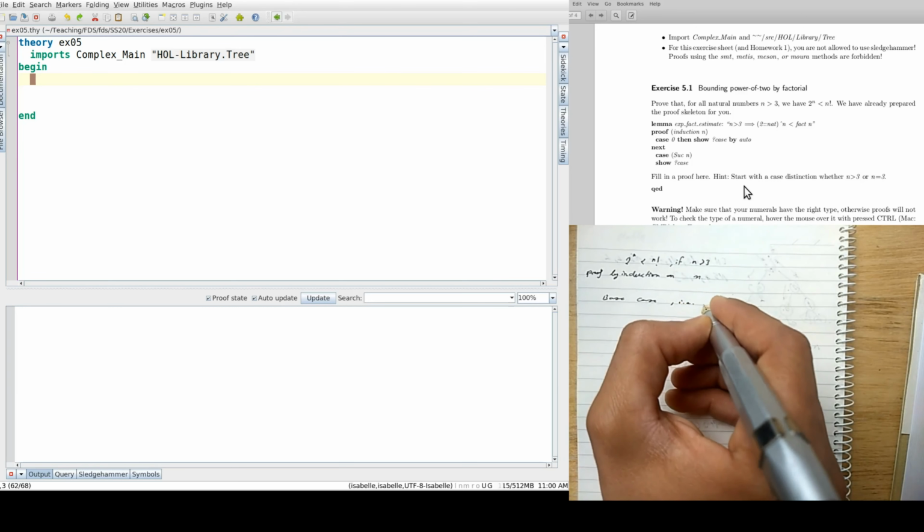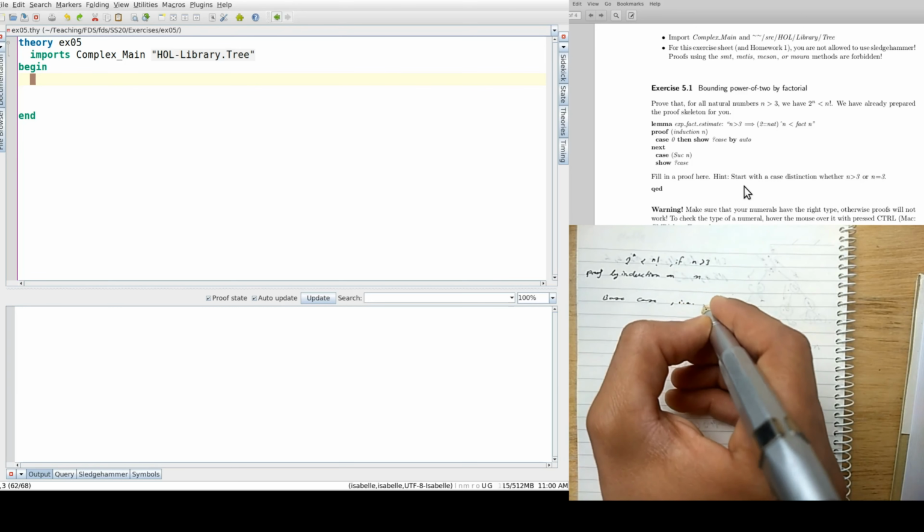Then the first case is by O2, and that is equivalent to this case here in the paper, because we know that 0 is always going to be not greater than 3, thus anything can follow from there, including the conclusion. And the second case here, we have that.